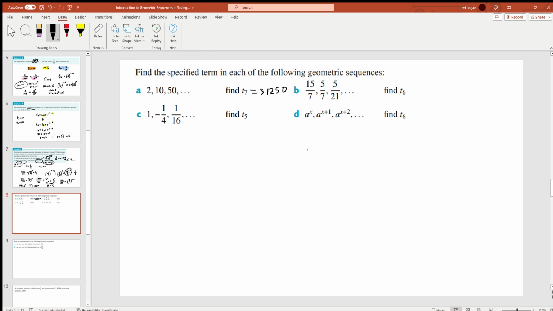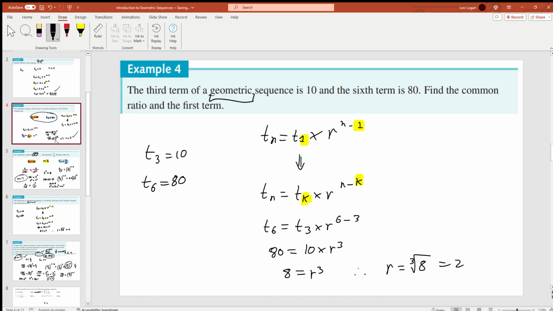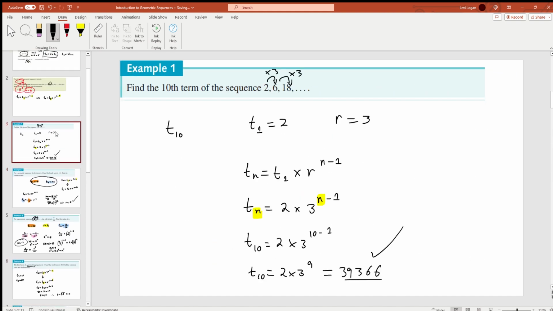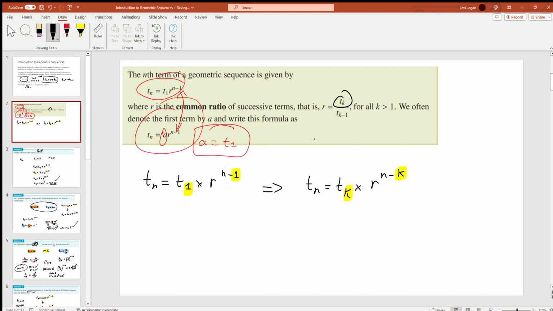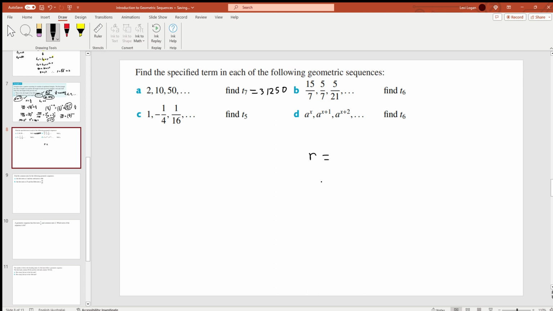If we want to find r, we take our previous term and divide it by itself, because if you remember, in the previous example that we did, if you want to find r, you take the previous term and divide by the next term. So in other words, r is the same as t of 2 divided by t of 1. So r is t of 2 over t of 1. I know t of 2 is 5 on 7, and I know t of 1 is 15 on 7.